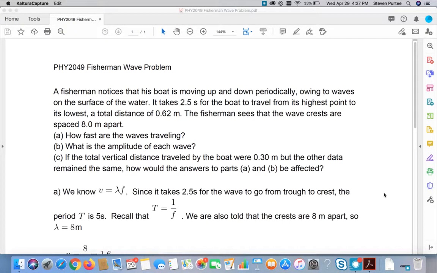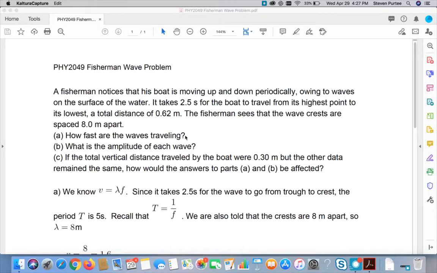Hey, another good wave problem. So pause the video and read the question. Okay, I hope you've done that. So part A, we want to figure out how fast the waves are traveling. We're looking for the wave speed, how fast the energy is traveling in the waves.